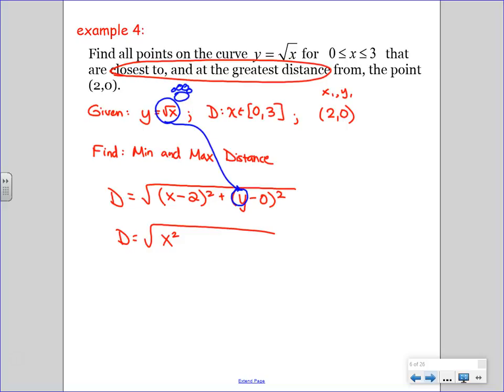CalcAB, FOIL correctly: x squared minus 4x plus 4 plus, plug in, y is square root of x and square that puppy. Y minus 0 is just y, plug in square root of x. Oh, what does this become? Yeah, negative 4 plus 1x. So I have x squared minus 3x plus 4.